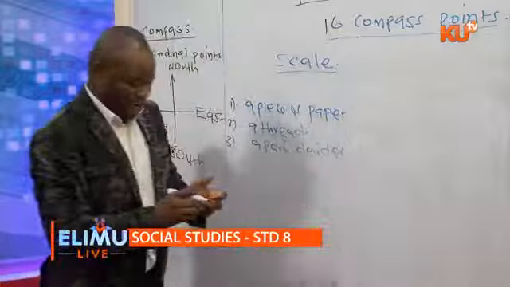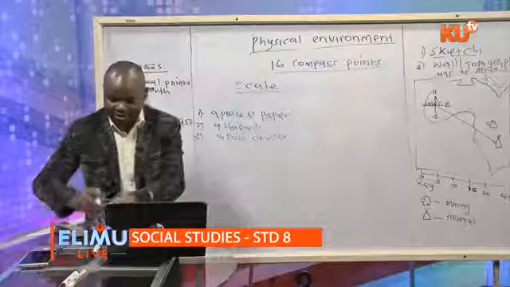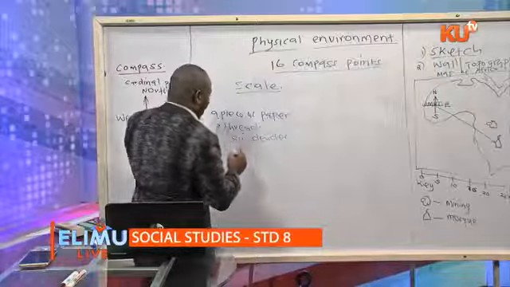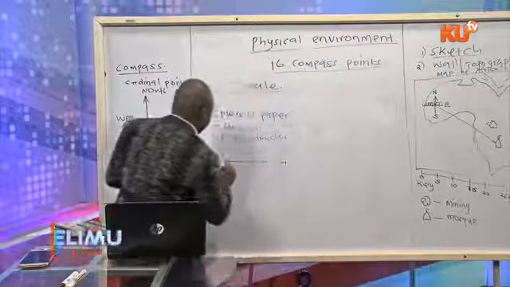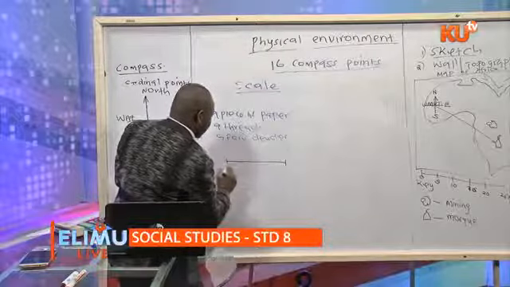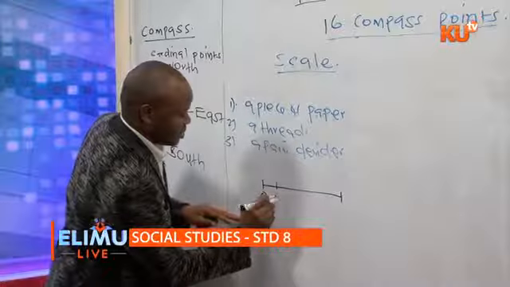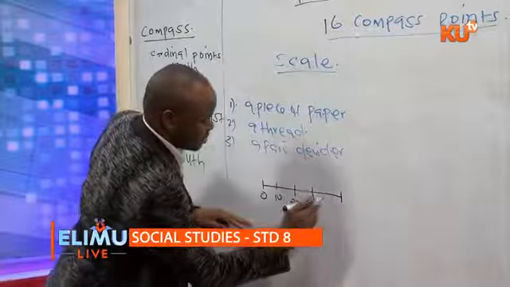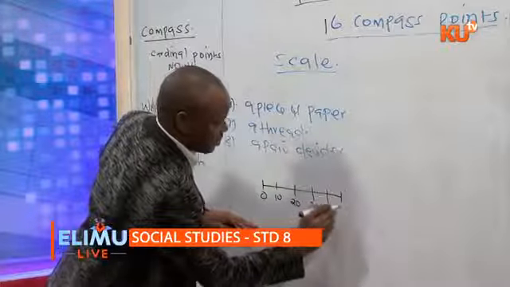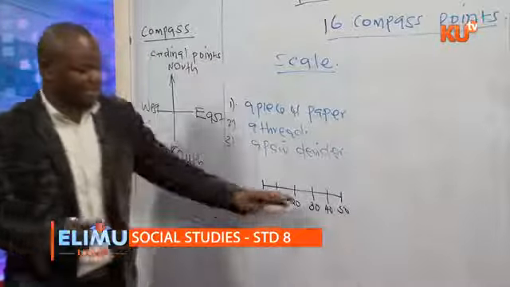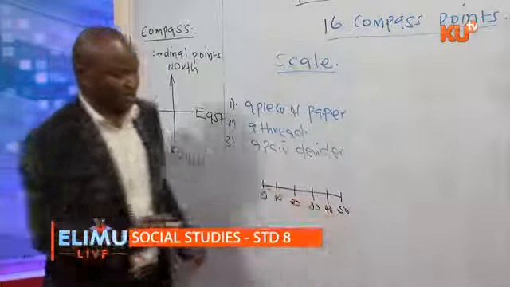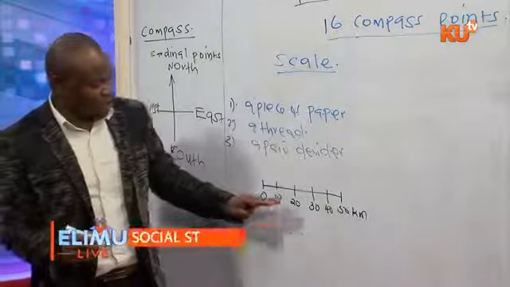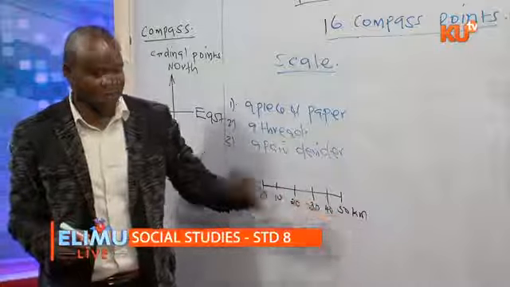For example, you are going to have this. When this one is the scale, it ranges from 0, then 10, then we have 20, then we have 30, then we have 40, then we have 50. So that is the scale that ranges from 0 up to 50. And remember, it is in kilometers. So 0, 10, 20, 30, 40, 50.